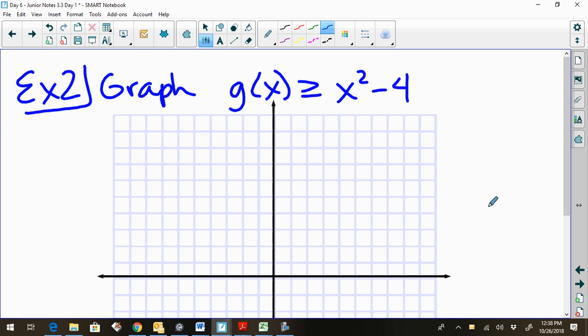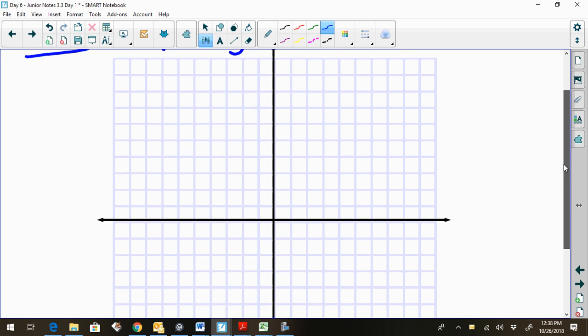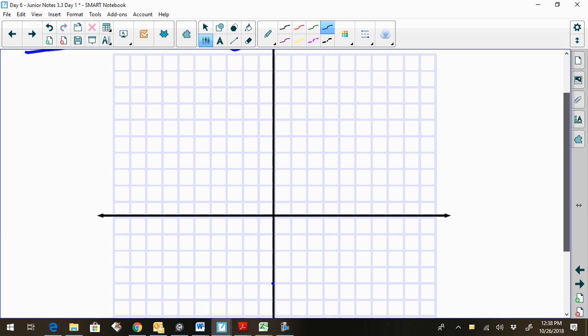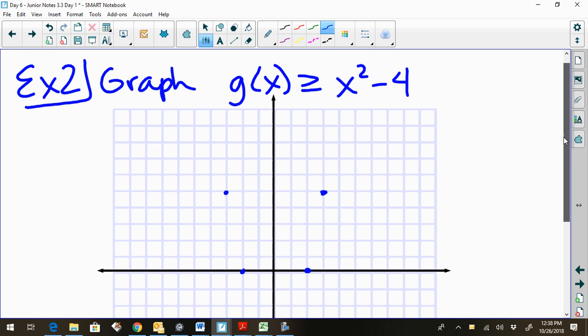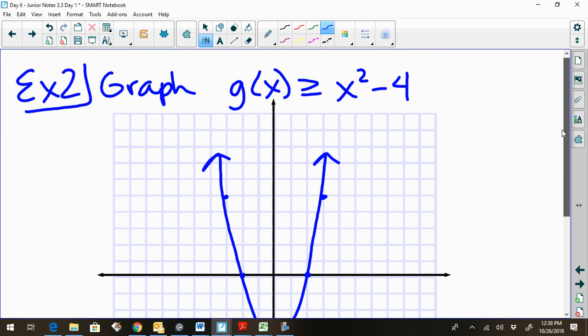So let's try this one. Graph g of x is greater than or equal to x squared minus 4. Okay, so it's a little different question. We've got a quadratic that we're graphing. Well, we know how to graph that. So we'll go to -4. 1, 2, 3, 4. And we follow the same pattern we've been following. And it said greater than or equal to. So equal to means that we're going to have a solid line. Okay? And then we can do this the same way we've done before.